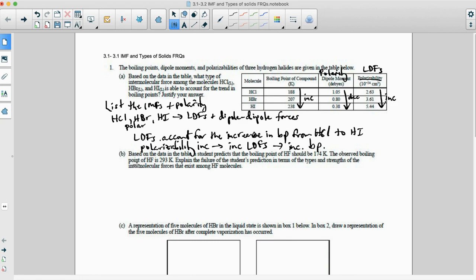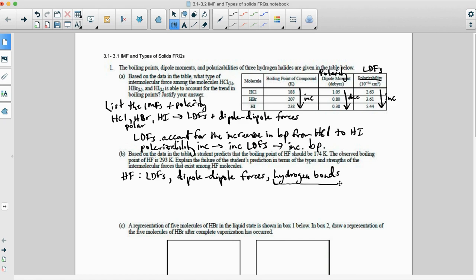Okay, letter B, it says, based on the data in the table, a student predicts that the boiling point of HF should be 174, but the observed boiling point is 293. Explain the failure of the student's prediction in terms of types and strengths of intermolecular forces that exist among HF molecules. So again, here we're going to list the forces that are present in HF. In HF, as with all molecules, we have LDFs. HF is polar, so it has dipole-dipole forces. But H also has F on here. H is attached to F. So HF can also make hydrogen bonds with each other. So it has all three forces.